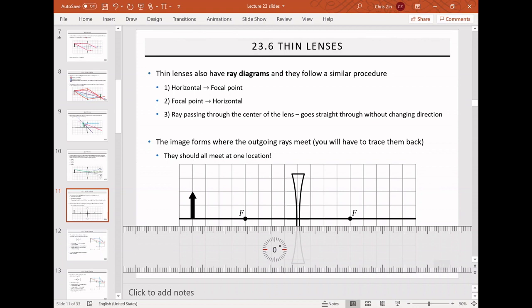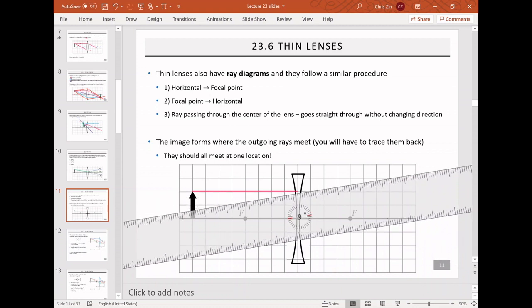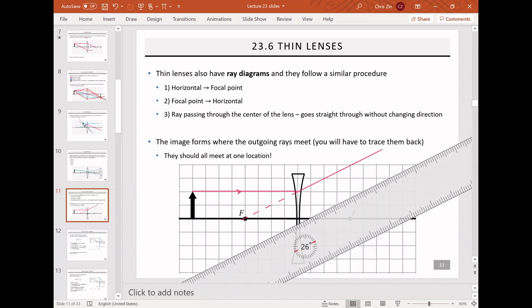Diverging lenses also have ray diagrams, and luckily they follow similar rules to all the other ray diagrams. So the first easy to draw ray will start at the top of the candle. It will go horizontal toward the lens. Now this is a diverging lens, so every ray that passes through it will diverge away from the center. To find out which direction it actually diverges, you have to make it look like the outgoing ray is coming from the focal point on the left side of the lens. So this is the first easy to draw ray.